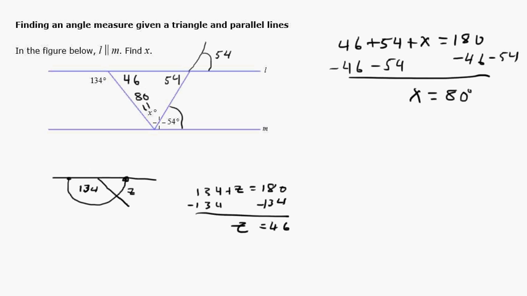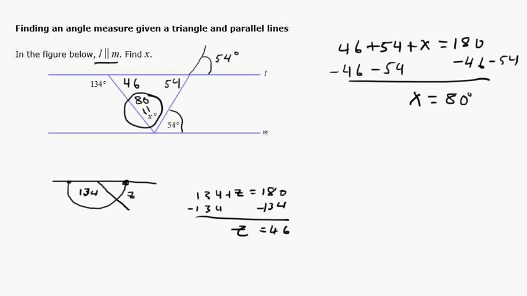Okay? So that's how we do that problem. So it's kind of cool. The key to making these assumptions, the key that 54 equals 54 up here, is when they tell you these two lines are parallel. They have the same slope. Okay? That's it. Good luck with that one.